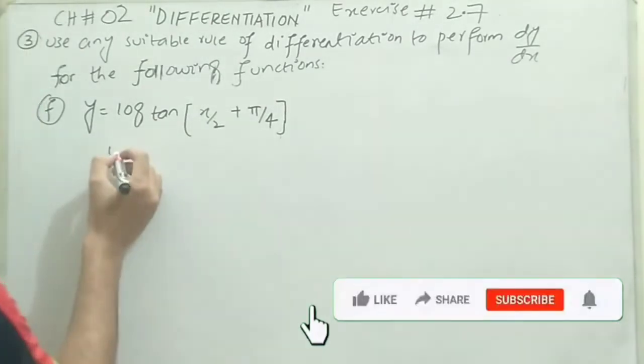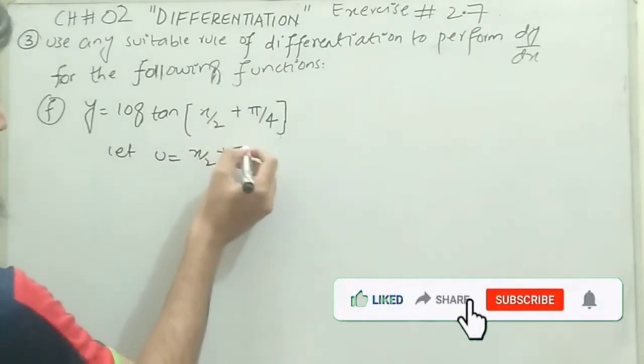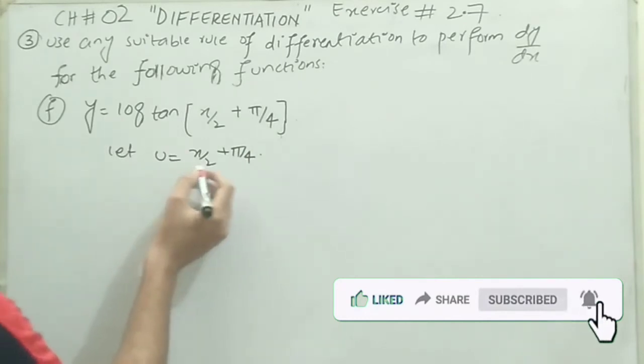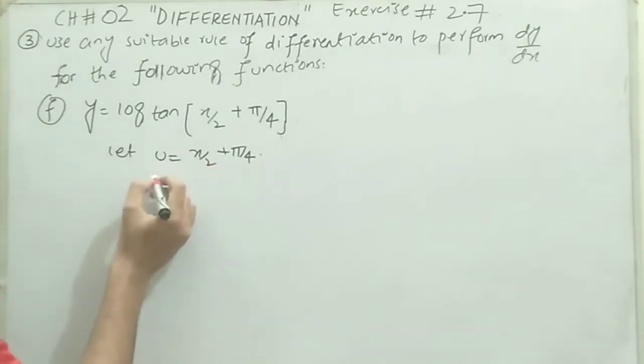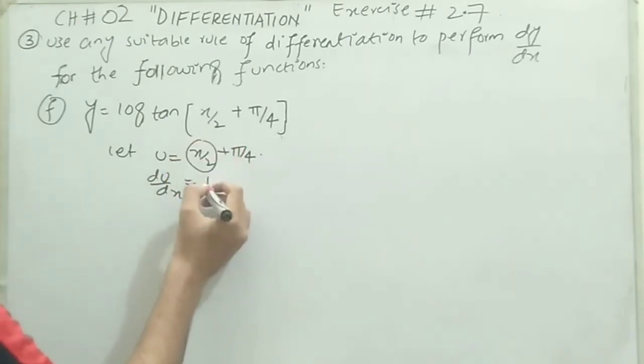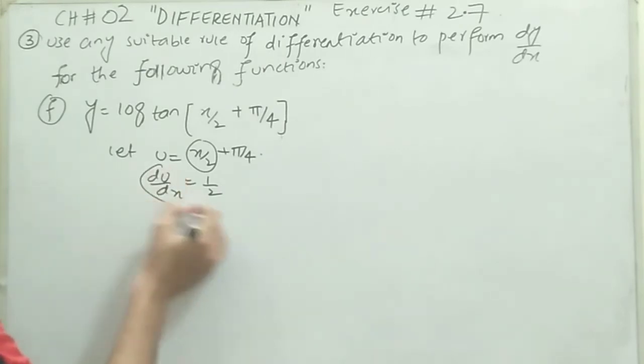So let's suppose u is equal to x by 2 plus pi by 4. After this, if we take the derivative of u is equal to x by 2 plus pi by 4 with respect to x on both sides, du by dx will be equal to 1 over 2, since the derivative of x by 2 is 1 over 2 and pi by 4 is a constant, whose derivative is 0. So du by dx will be 1 over 2.